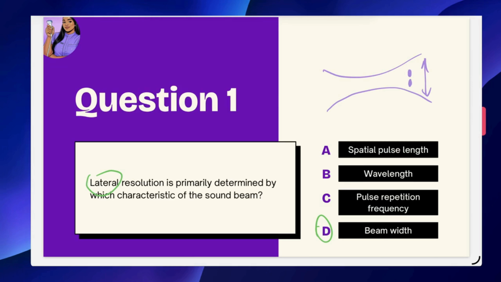The thing about lateral resolution is if your beam is too wide, those side-by-side structures are going to blend together. That's not what we want. That's going to give us bad lateral resolution. Let me actually ask you guys a quick question. Where do you think that lateral resolution would be best at? What part of the sound beam?